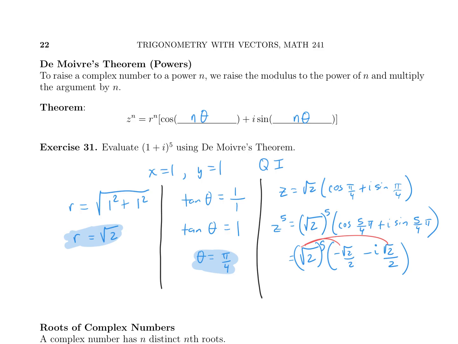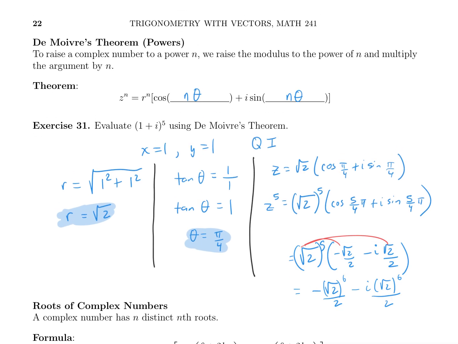Okay, when you distribute, you're multiplying powers with the same base. So what you're going to do is add the exponents. If you have radical 2 to the 5th times radical 2 to the 1, that's going to be radical 2 to the 6th. So you're going to have negative radical 2 to the 6th power over 2. And then over here, you're going to have the same thing. I'm just adding the exponents.